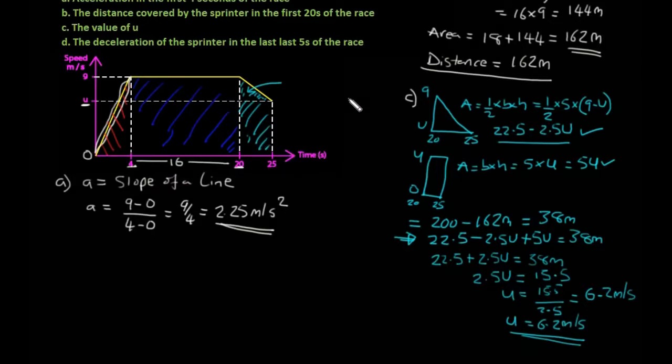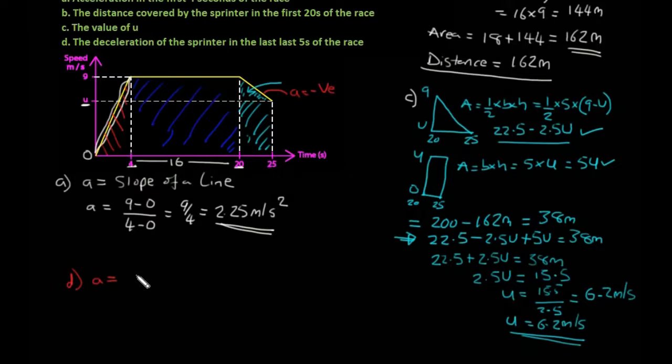Now let's look at last part of the question. We need to find deceleration of the sprinter in the last 5 seconds of the race. We know again, let me just change the color. Part D, deceleration is equal to slope of a line. If we find the slope of this line over here, which will be negative, that means the sprinter is decelerating and coming to a stop.